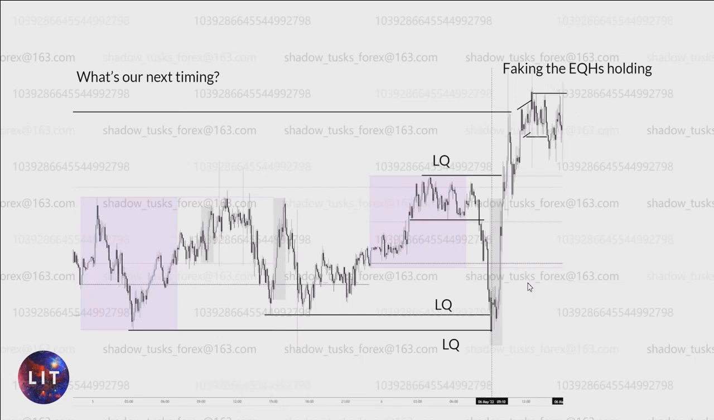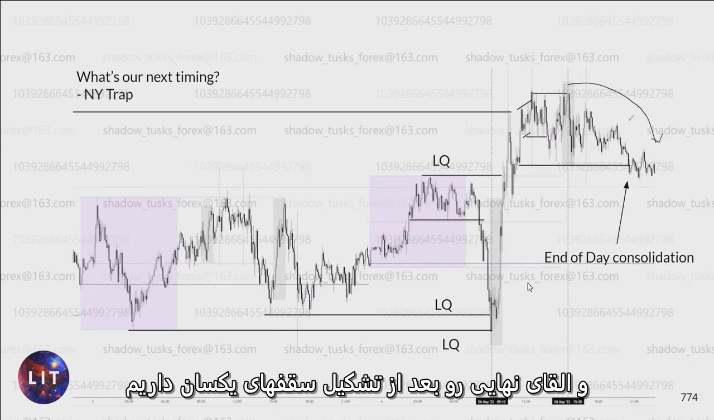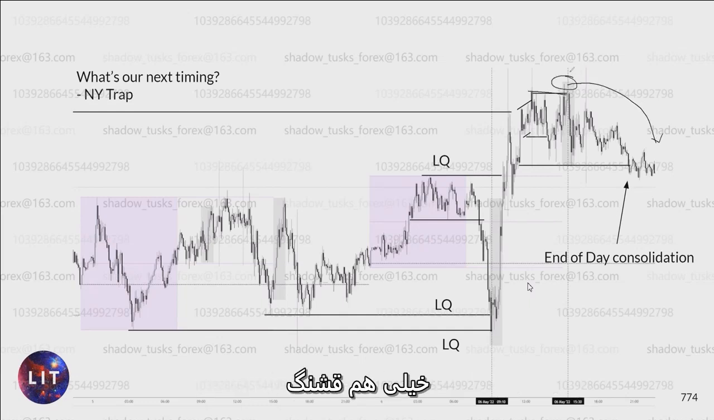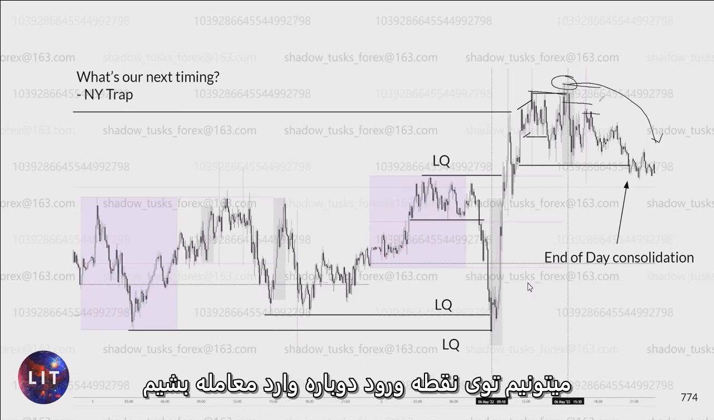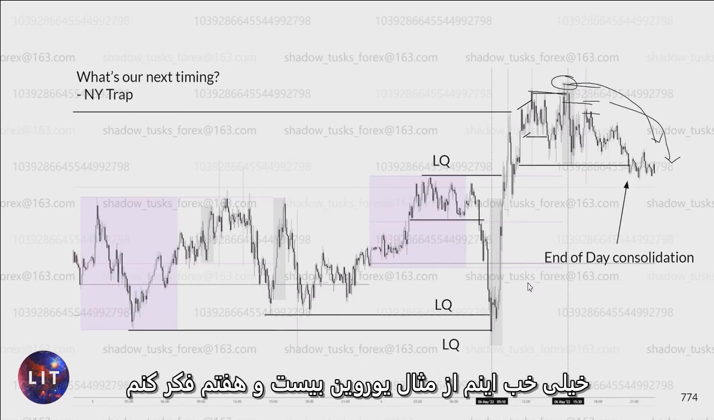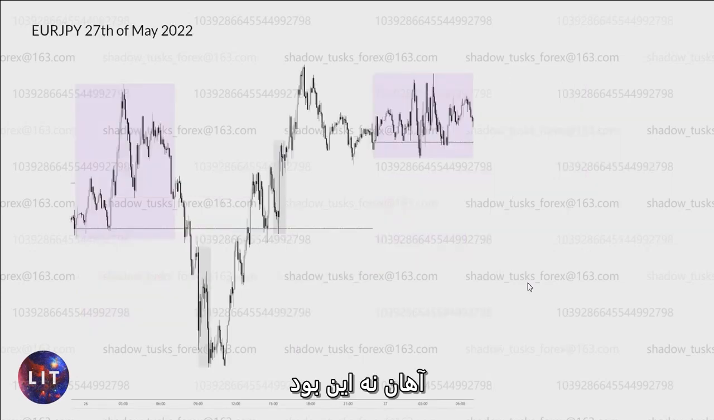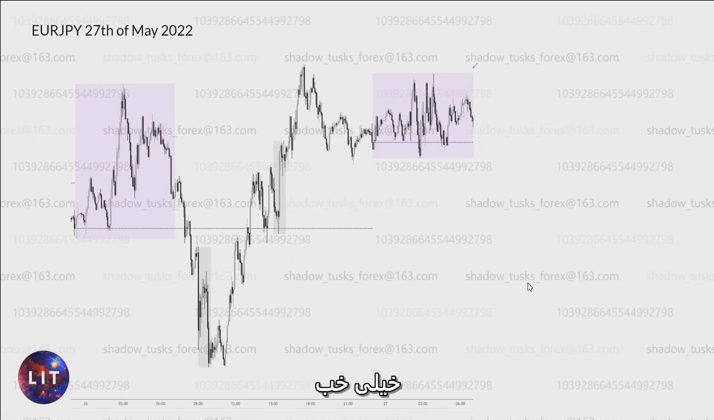Okay, perfect. And then you see we get our final inducement after the creation of the equal highs, vector up, lovely jubbly, mitigation at MM1, get in on the re-entry, take that down. So that was Euro JPY on the 27th, I think. Oh no, that's this one. I think it was Euro JPY on the 6th of May. I'm pretty sure. All right.